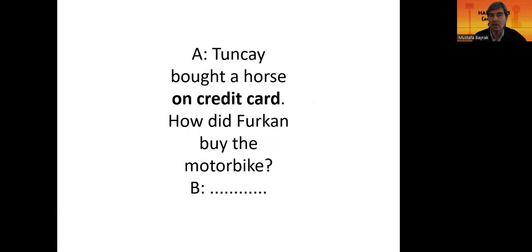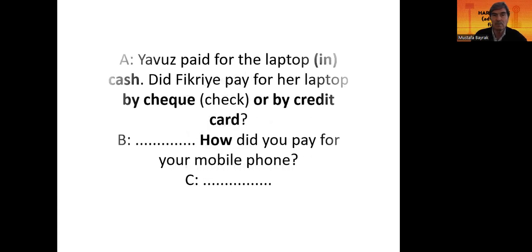How did Furkan buy the motorbike? Furkan bought the motorbike in installments. Okay. Yavuz paid for the laptop in cash, or cash is enough. Yavuz paid for the laptop cash. Did Fikriye pay for the laptop by check or by credit card? She paid for the laptop by credit card. How did you pay for your mobile phone? I paid for my mobile phone cash or in cash.